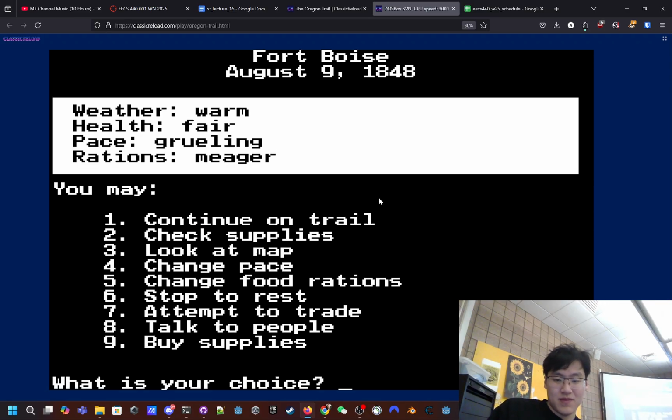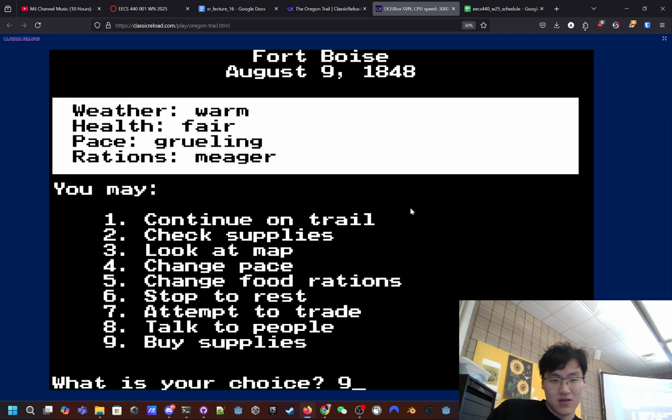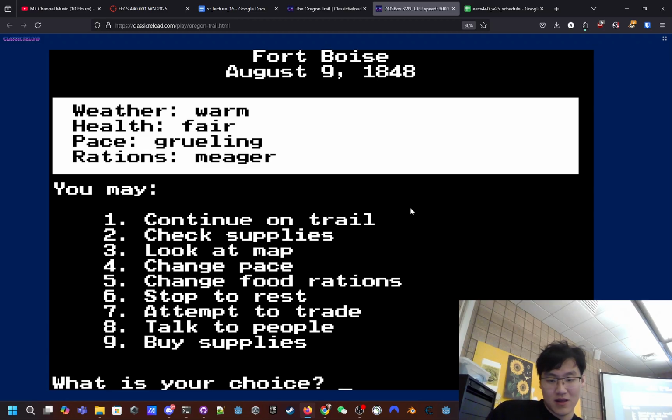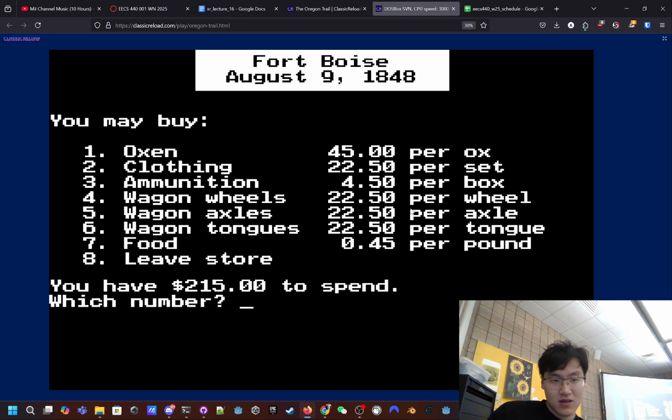And just gonna continue. Wait, do we have enough food? Sorry. Yeah, I think maybe just buy like another 100 or 200. We also need the ox, right? Oh, sorry, I clicked the wrong one. 9 and then 7. 100.